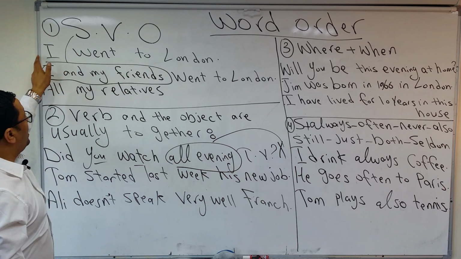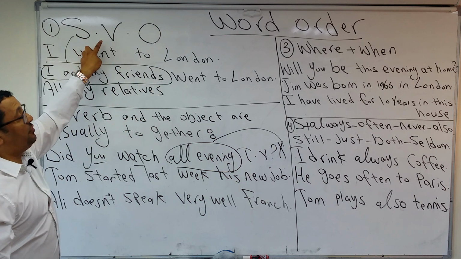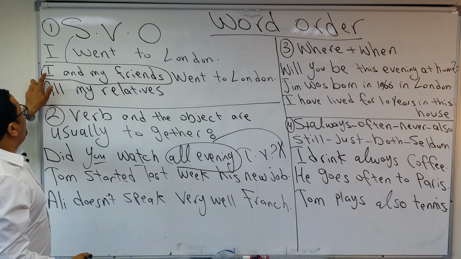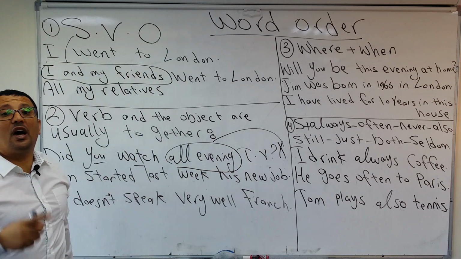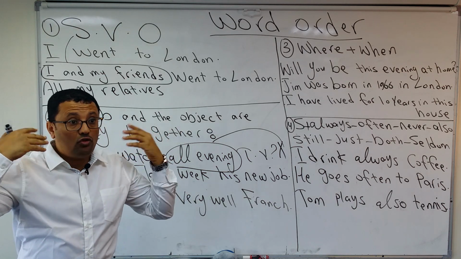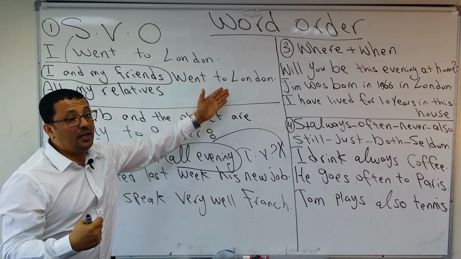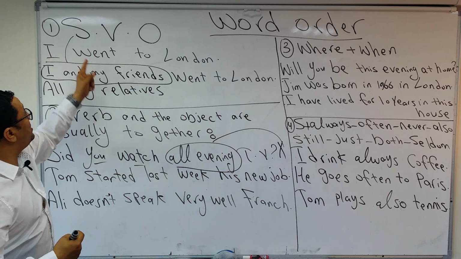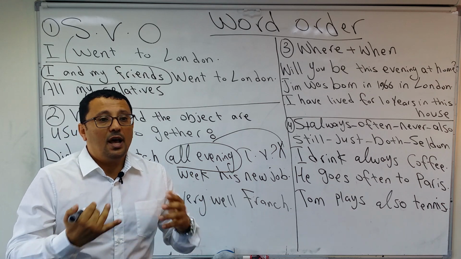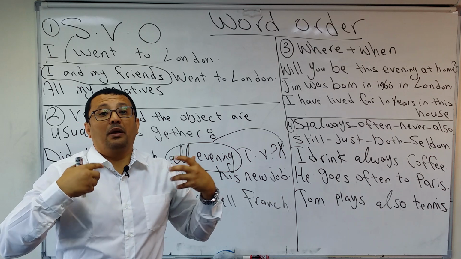For example here, I went to London. I is the subject, went is the verb, and London is the object. Now, you can make the subject more than one word. The subject can be 2, 3, 4, or even 10 words. For example, I and my friends went to London. I and my friends is the subject. So you can make the subject more than one word. I and my friends, I and my sister, I and my brothers.